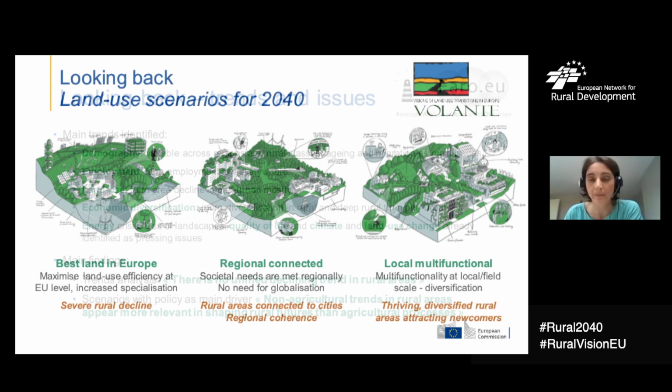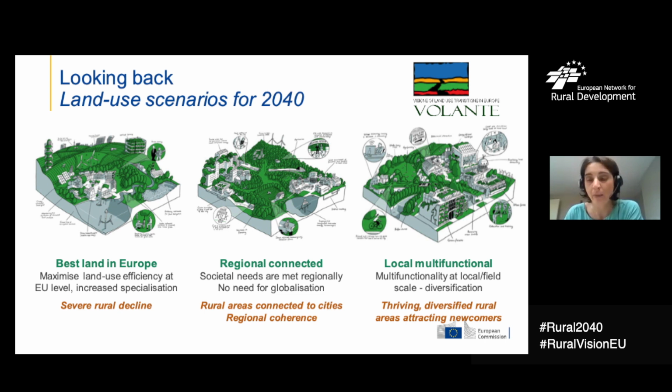One year after the end of FARO came Volante, which ended 5 years ago, and built 3 land use scenarios with the same time horizon of 2040 as we're trying to do now. In these scenarios, the dividing line was not policy like in FARO, but specialization versus diversification, which can be the result of policy, but also of other drivers and trends. The first scenario was called Best Land in Europe.